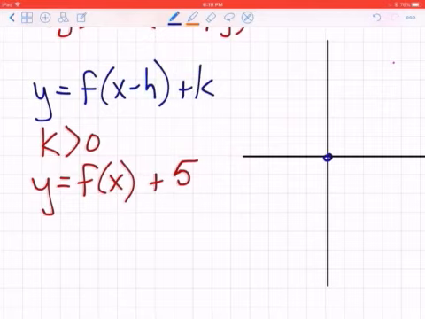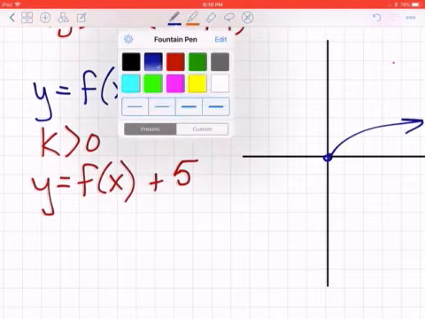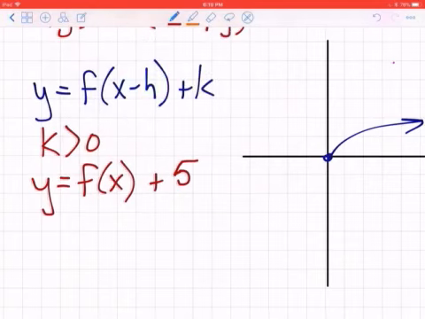So if we look at this and we use the same function, the root function here, we'll start off with this and go like that. So that's our basic root function. And now k is equal to 5. Well, we're going to take our x value. We're not doing anything to it. But then we take that function value, which is y, and add 5 to it. So every single point here is going to move up 5, up 5, up 5.